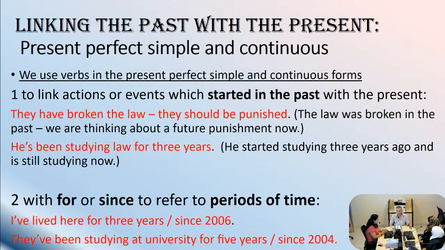He's been studying law for 3 years, so he started studying 3 years ago, and he is still studying now. We use since and for to refer to a period of time. Like, I've lived here for 3 years, or since 2006. They've been studying at university for 5 years, or since 2004. We use since with a specific time, and we use for with a period of time. Since with a point in time and for with a period of time. Thank you. Next slide, Ms. Hiba, please.